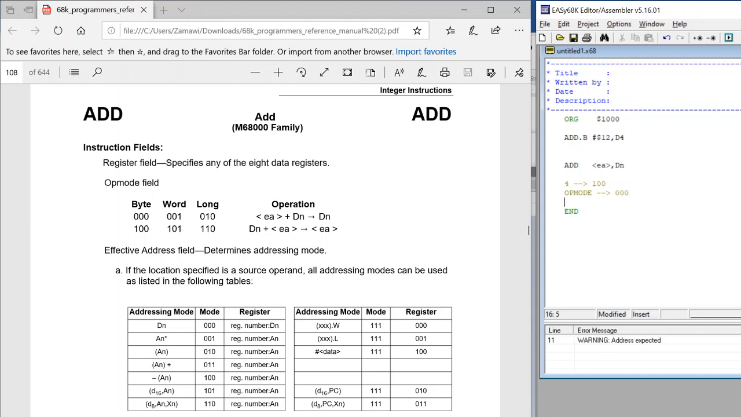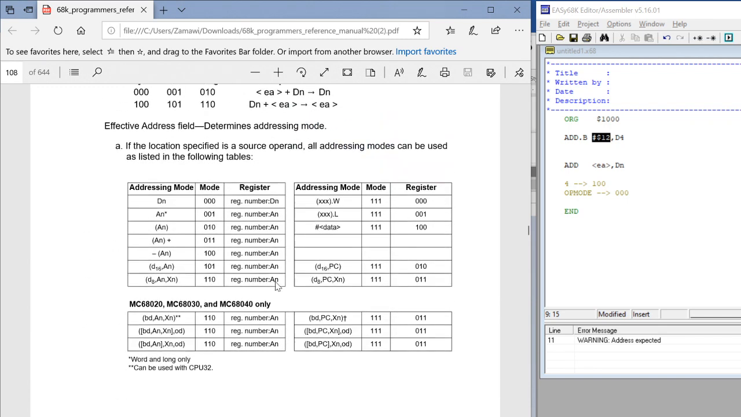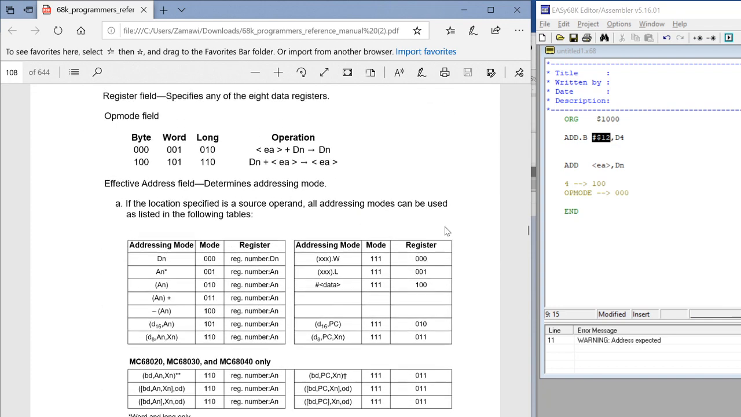So now the effective address is basically the source, right? The source operand is over here. This is a location specified as a source operand. This is a location specified as a destination operand, which is not. So you are going to refer to this table. What you need to put is the mode and register. Based on this pattern, #$12, you cannot use all of this, and also you cannot use absolute short and absolute long. But in this example, you are going to use immediate data, which is this one, right? So you have the mode 111 and the register is 100.